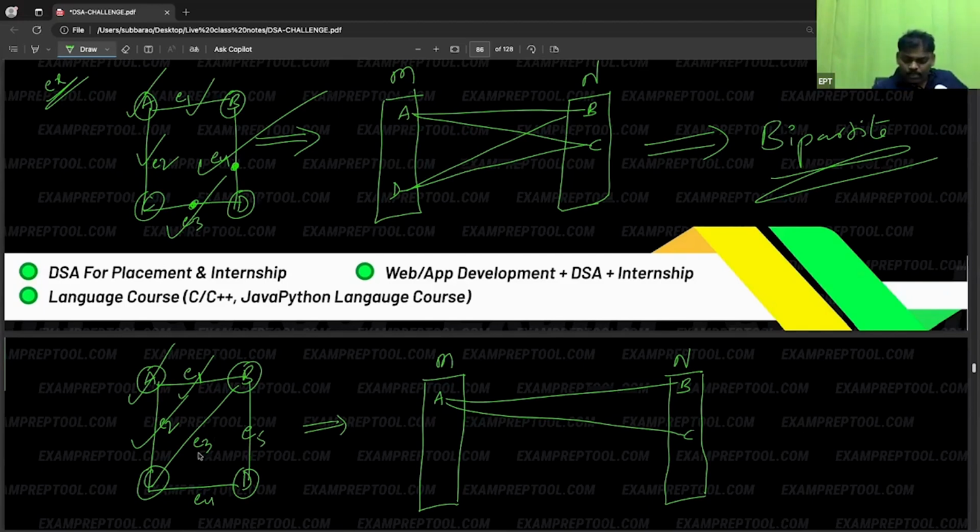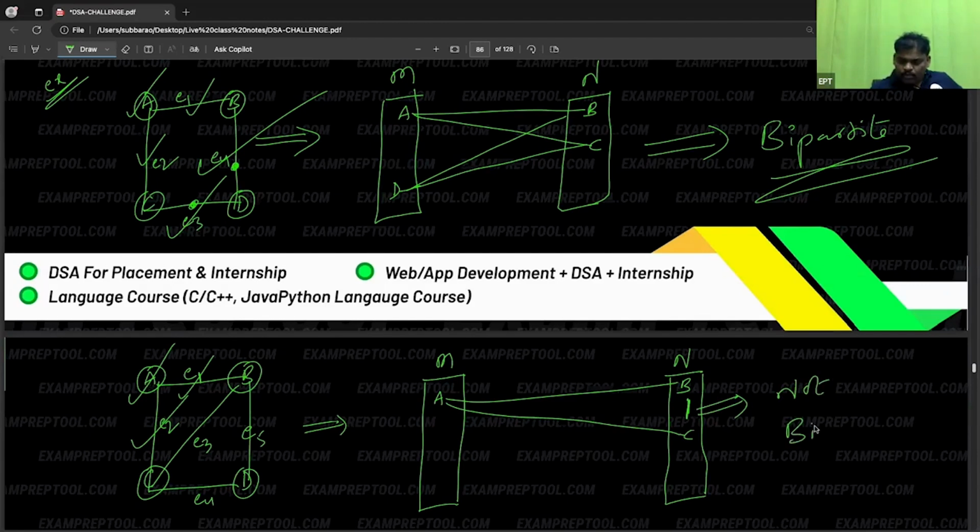E3, if you observe, is BC. So I think this is the real issue. Listen, this is the real issue. If you go to E3, which is BC, within the N group you cannot keep both. Always, if two vertices are adjacent, one should be in the M group, one should be in the N group. If two vertices are adjacent, you cannot keep them in the same group. Because of this, it is not bipartite.